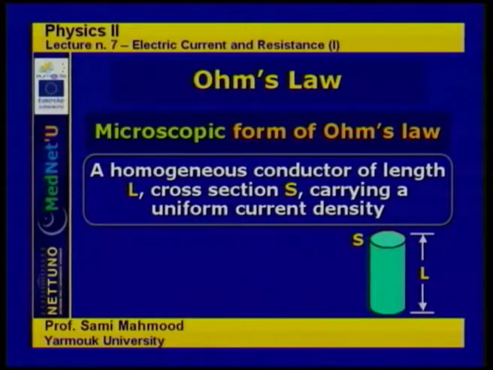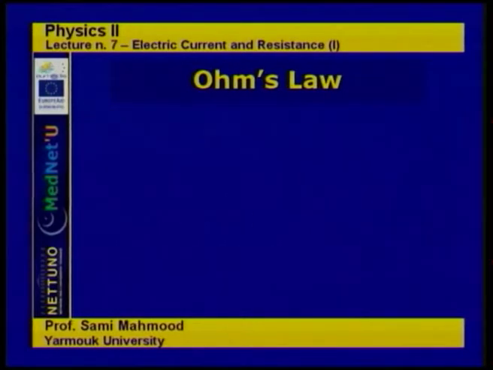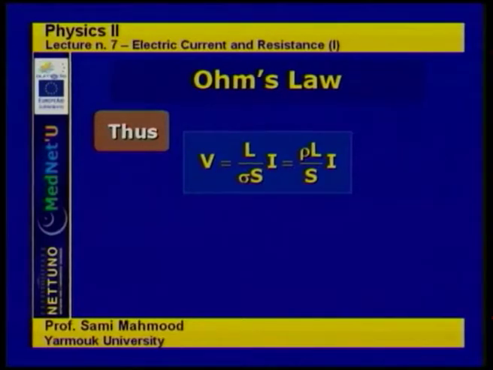So let's consider now a homogeneous conductor of length L and cross-sectional area S carrying a uniform current density J. Then in this case, the total current is simply the current density J times the cross-sectional area S, which equals sigma E, using Ohm's law, times S, which is simply sigma, and we substitute for E by V over L, the voltage difference between the top and the bottom part of this conductor, times the cross-sectional area S, and thus we arrive at the formula V is equal to L over sigma, the conductivity, times S, the cross-sectional area, times the current.